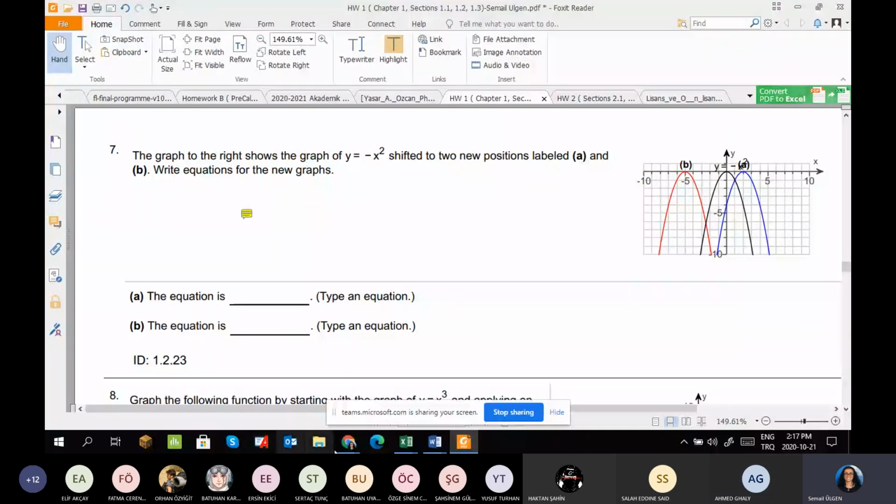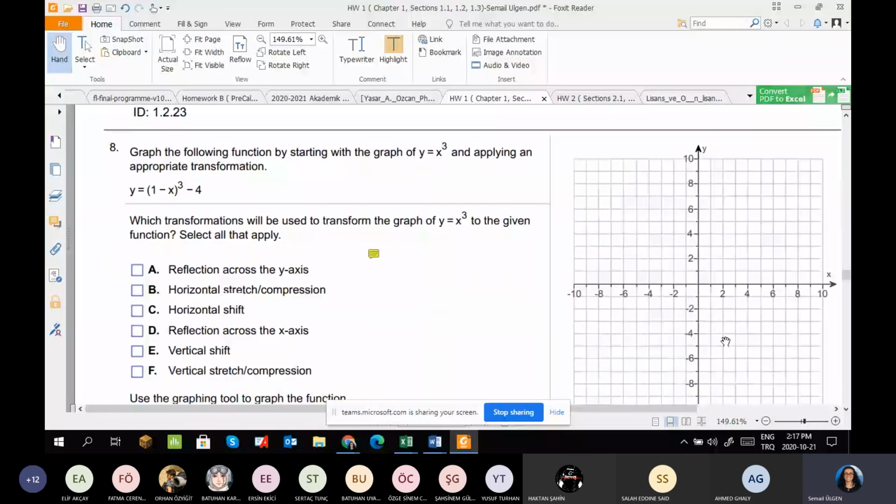Let's move down. And I want you to read this question. Graph the following function by starting with the graph y is equal to x cubed and applying an appropriate transformation, it says. And here is the function. Okay, let me copy paste. For this one, this is kind of different, right? y is equal to x cubed, but we have 1 here, etc. Do you need a hint to start with? Do you want me to give you a hint?